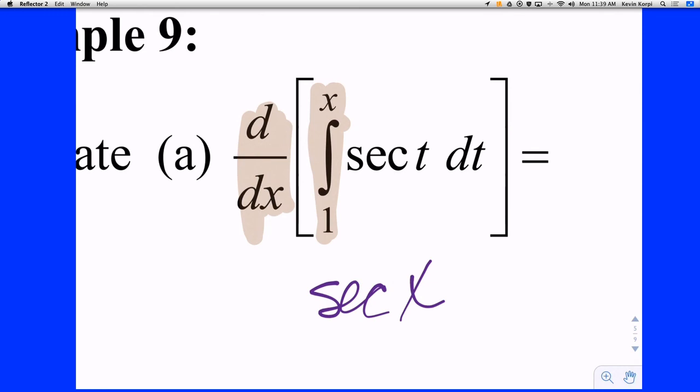Okay? You don't have to actually evaluate it from the inside out, which is what you'd have to do. You'd have to first find the antiderivative of secant, which, do we know that yet? We haven't learned it yet, have we? I don't think so. And then you would evaluate it from 1 to x, and then you would take the derivative of it, and guess what you'd end up with? Secant of x. Okay? The derivative of the integral, they undo each other.